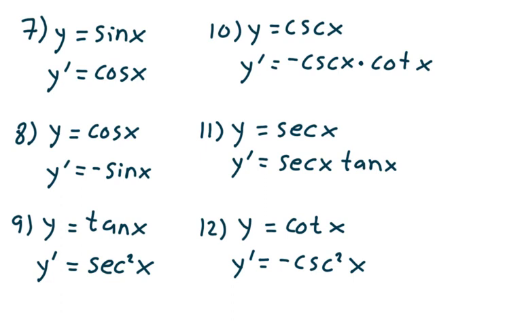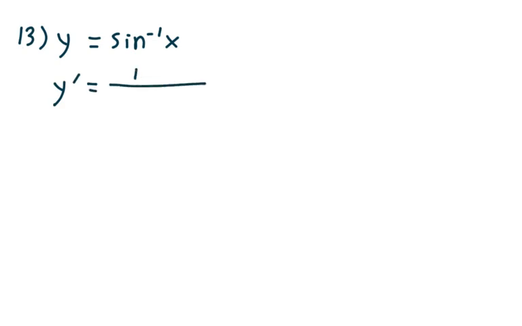All right. Now, I want to do a couple more. All right. Now, what if y equals, we'll call this number 13. Suppose y equals arc sine x. Y prime is 1 over the square root of 1 minus x squared. This comes up a lot, and we have to be familiar with this fundamental derivative.